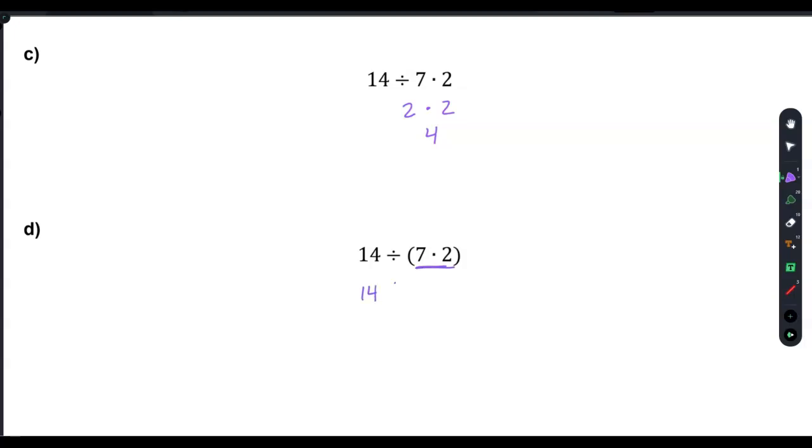So I'm just going to bring down the 14 and the division sign, and then 7 times 2 is 14. And if you leave the parentheses there, that's fine. You don't have to. If you do, though, realize that we're done with that step because there's nothing left to do inside the parentheses. And so then all that's left now is to divide 14 divided by 14, which is 1. So that little change, just putting in parentheses or not, gives us a completely different answer.